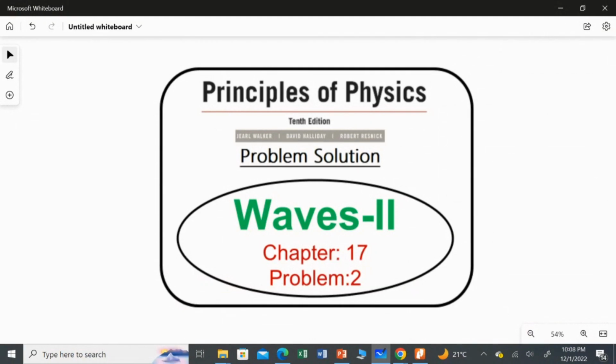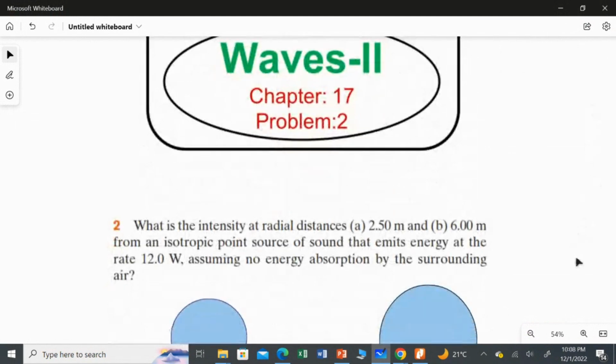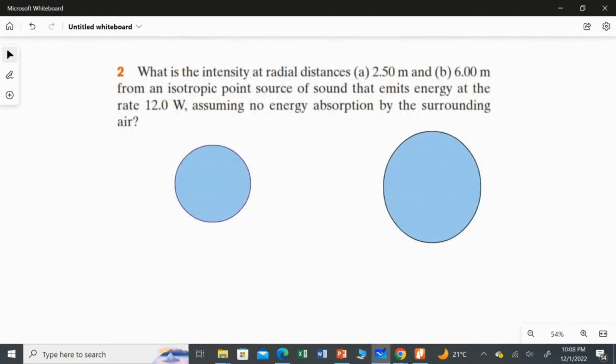In this video, I am going to solve the second problem from chapter 17, Waves Part 2. What is the intensity at radial distances A, 2.5 meter, and B, 6 meter, from an isotropic point source of sound that emits energy at a rate of 12 watt, assuming no energy absorption by the surrounding air? So this question also has two subdivisions.